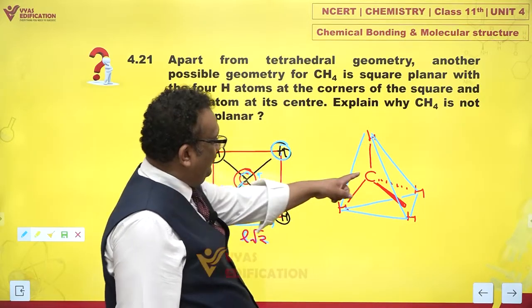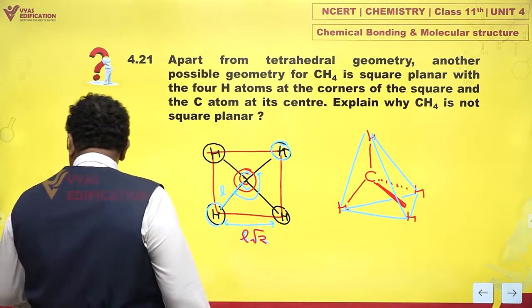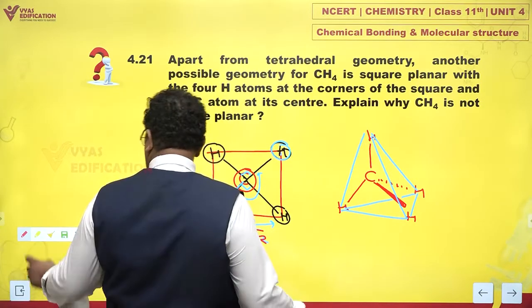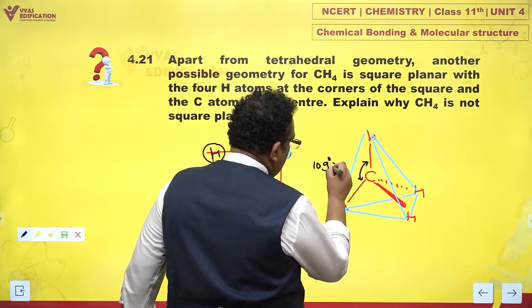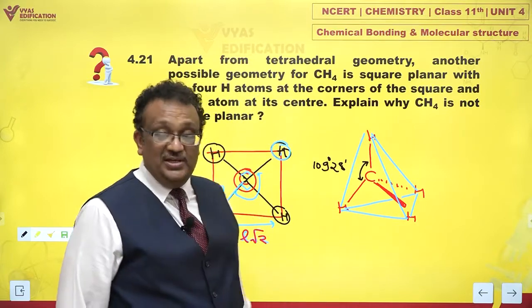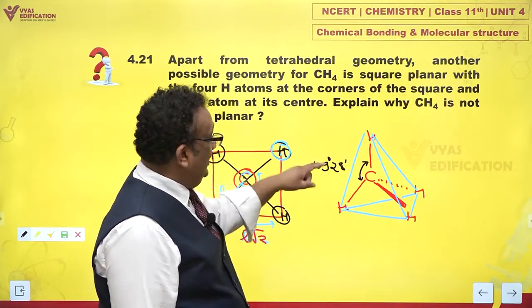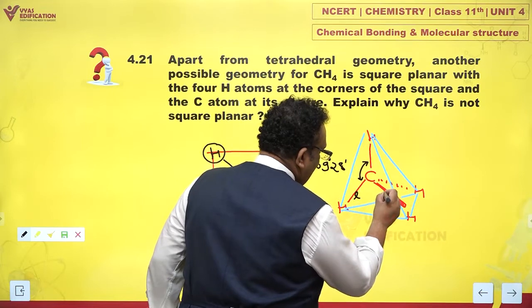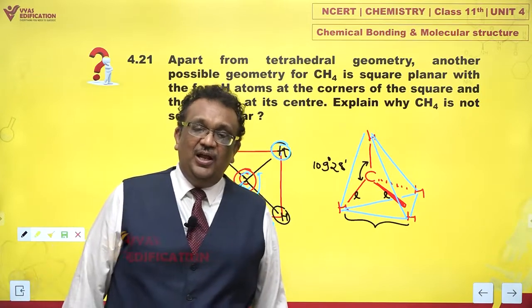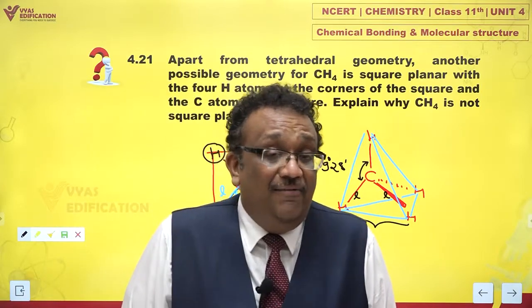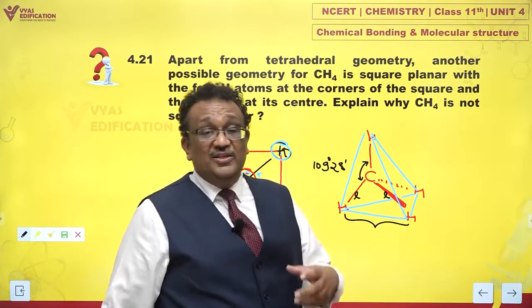If you try to find out the bond length now, first of all, what is the bond angle? Well, each of these bond angles is 109 degrees 28 minutes. And if you try to find out, so this is length L, this is length L, what would be the HH bond distance? Can we find out that? Yes, we can.